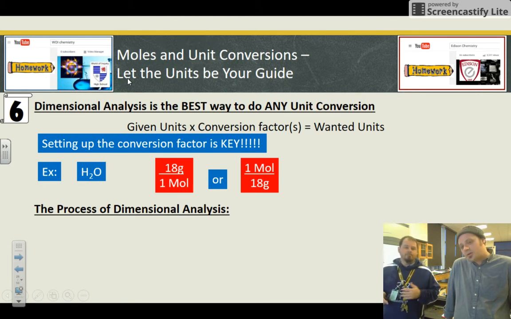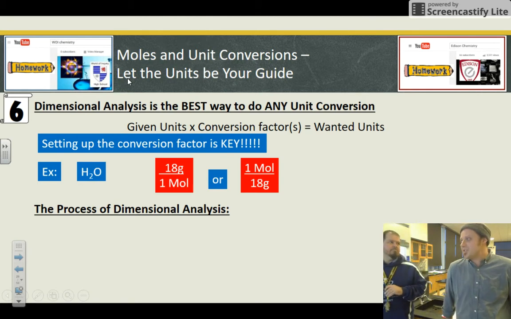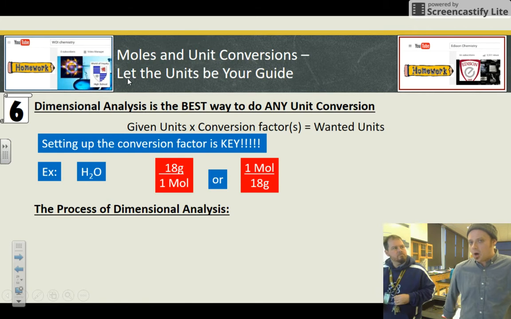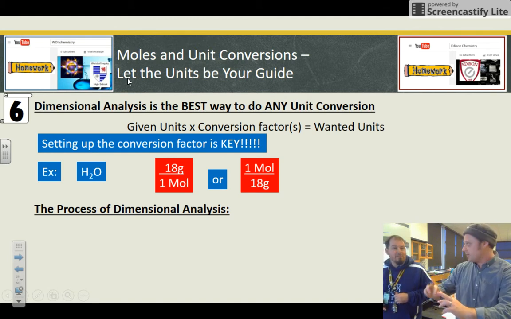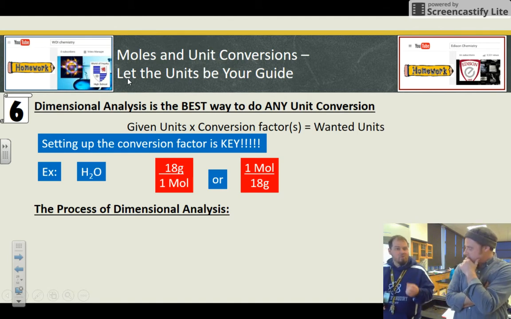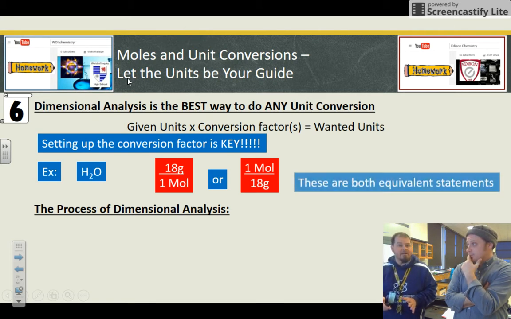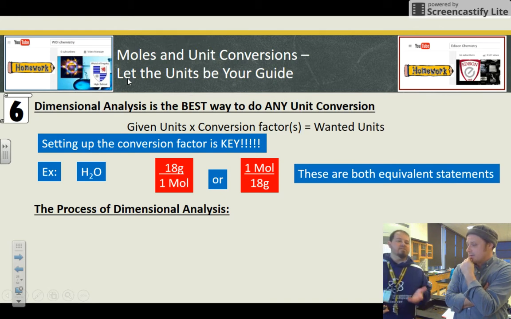With dimensional analysis, we look at these and see fractions, but what they really are is ratios, which is what a fraction is. But in dimensional analysis, we're allowed to flip the fraction upside down and it's still equivalent, because 18 grams equals 1 mole. Anything divided by itself is 1. So 1 mole divided by 18 grams is something divided by itself. So it's 1. It works out mathematically. So these are both equivalent statements.